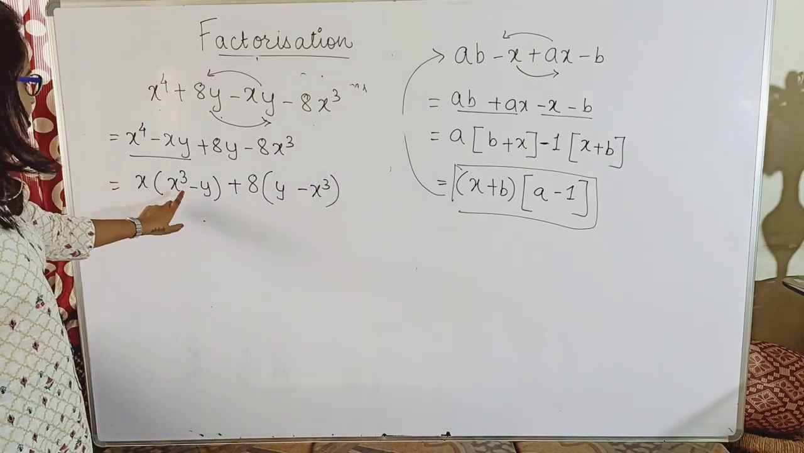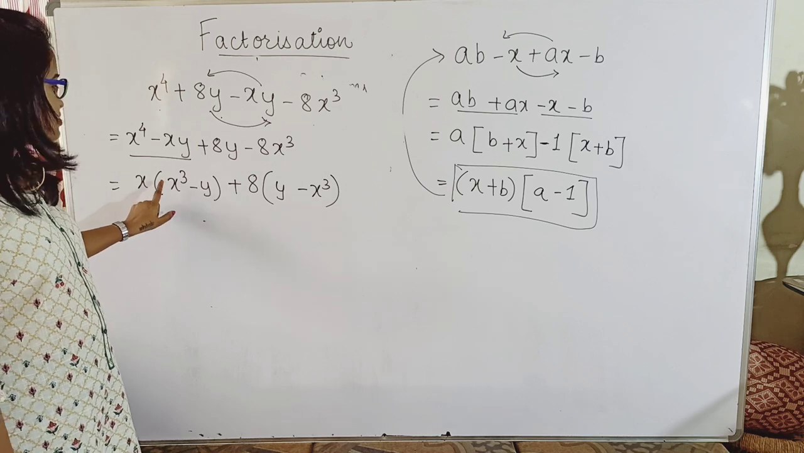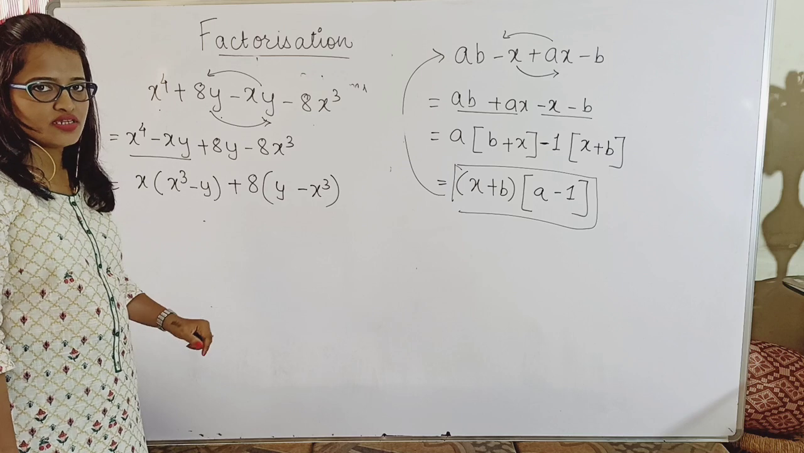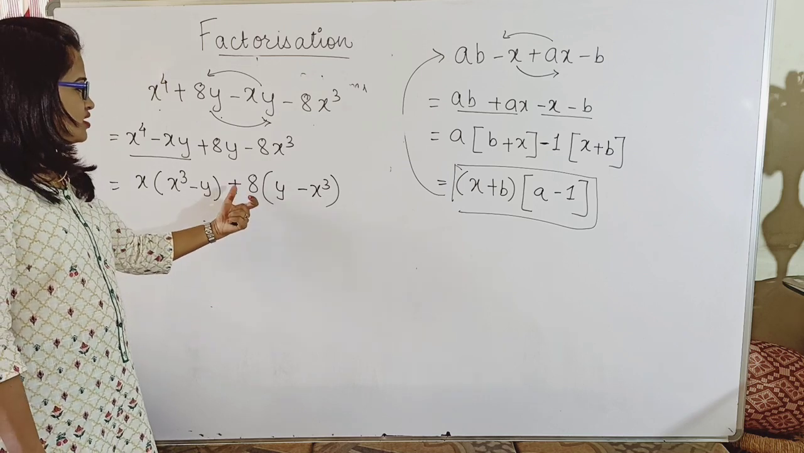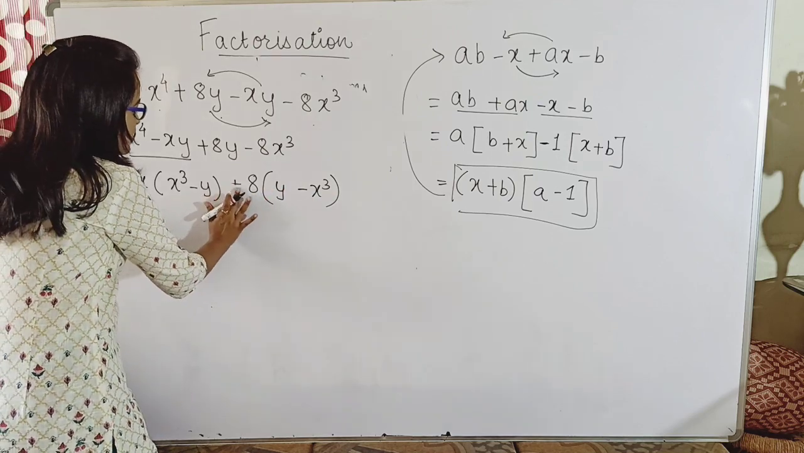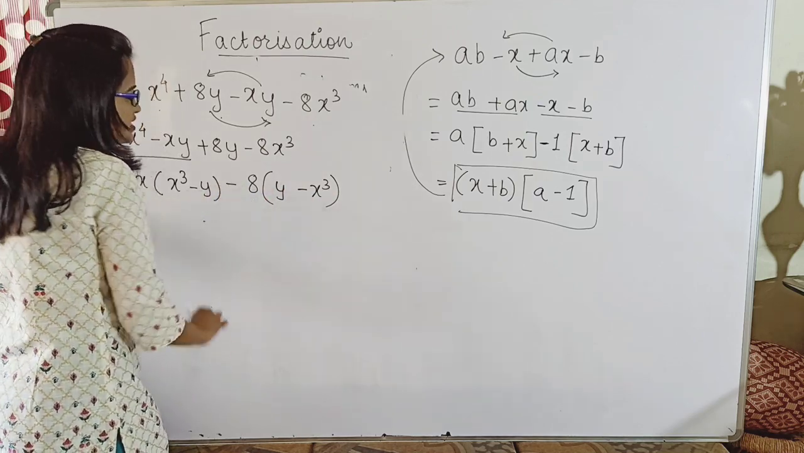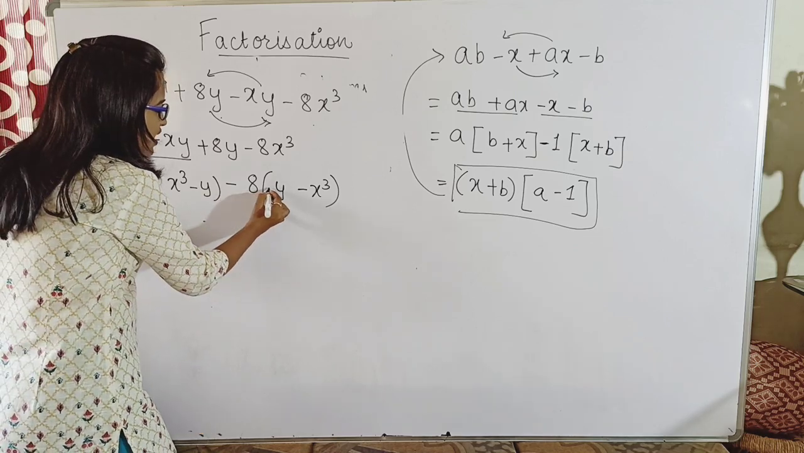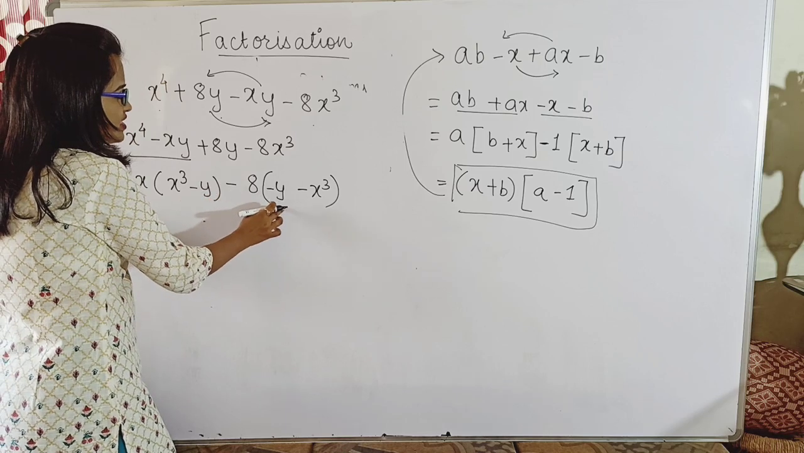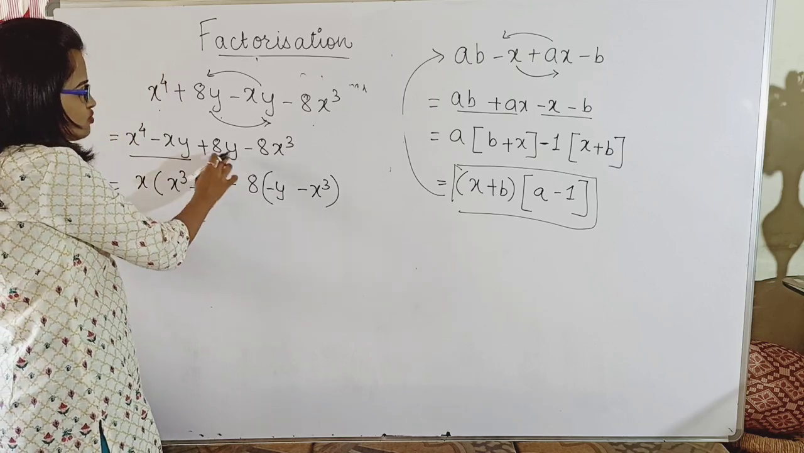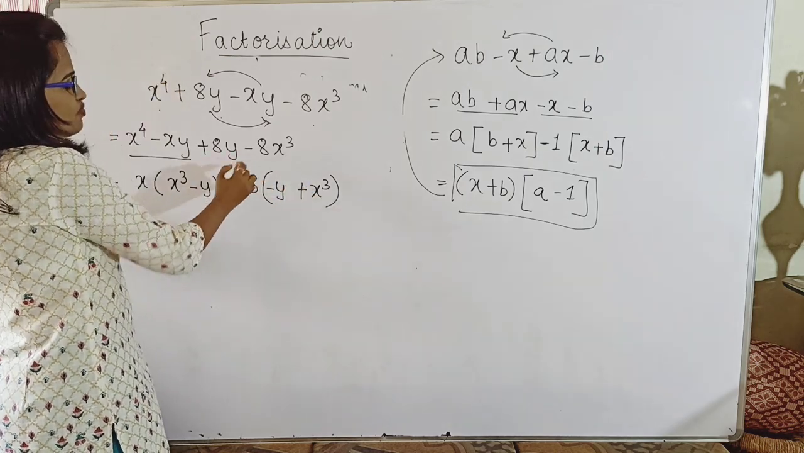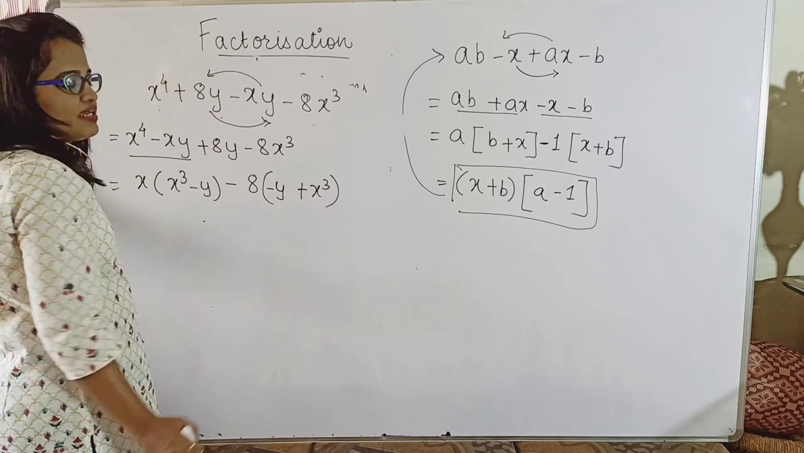Now as you can see, in my first bracket x cube is plus whereas y is minus, and here I am getting y as plus and x cube as minus. So what should I do? I want my x cube to be plus and y to be minus. So instead of taking plus 8 as common, what if I take minus 8 as common? What changes will it have? My plus y will become minus y. See, minus 8 into minus y will give me plus 8y because minus into minus is plus, whereas minus into plus will give me minus. So minus y plus x cube.